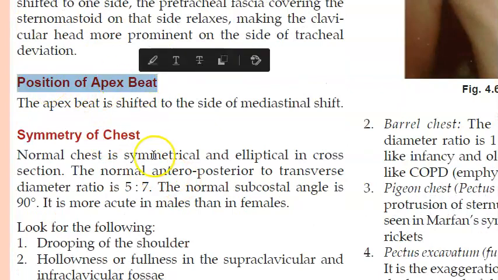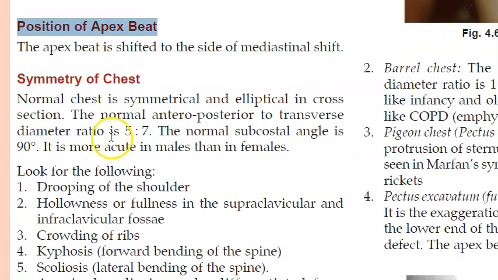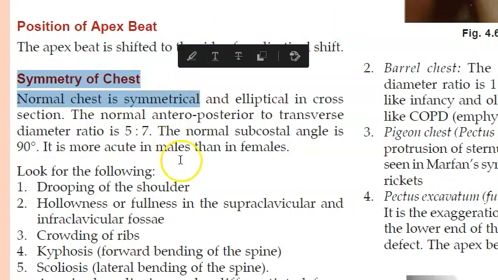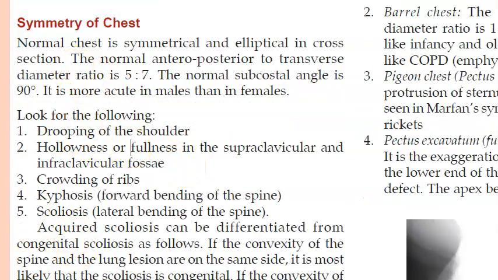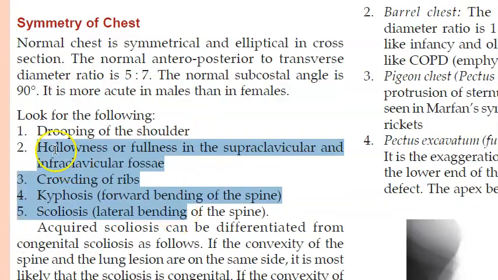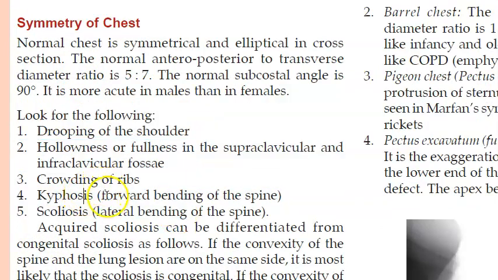We're going fast. We're looking at the signs in the respiratory system. So we look at the position of the apex beat. Symmetry of the chest you will have to look at. Is there drooping of the shoulder, hollowness or fullness of the supraclavicular region? Is there crowding of ribs, kyphosis, scoliosis? You'll have to look at that. What is kyphosis? Forward bending of the spine is kyphosis. Lateral bending of the spine is scoliosis, more like an S.